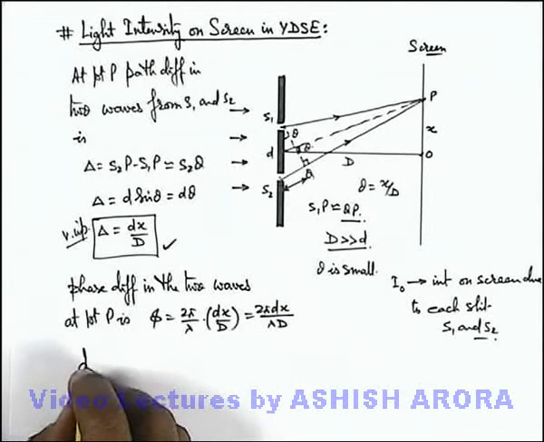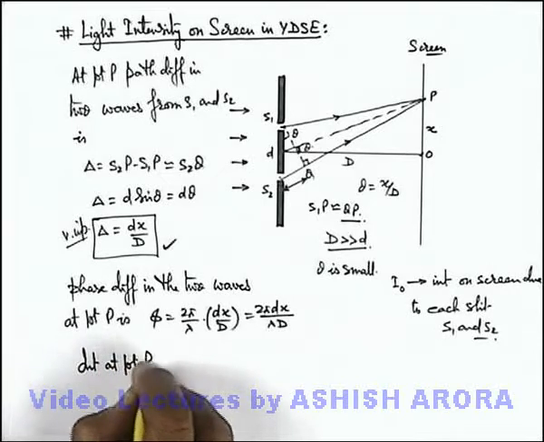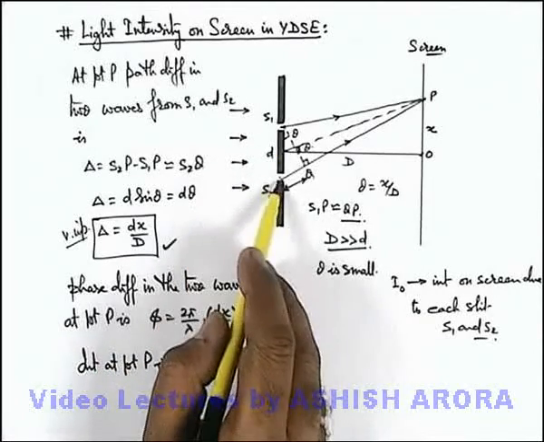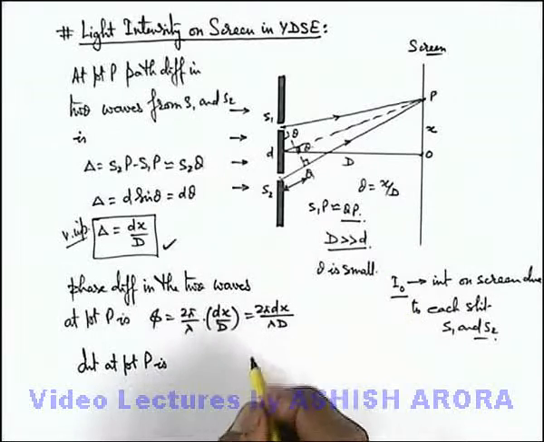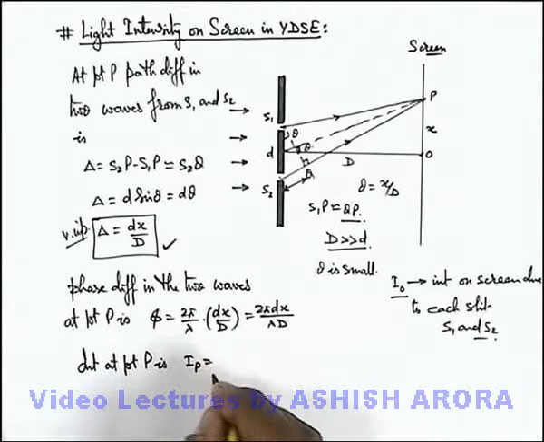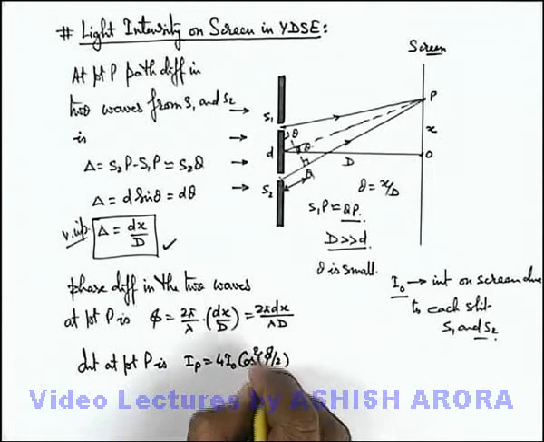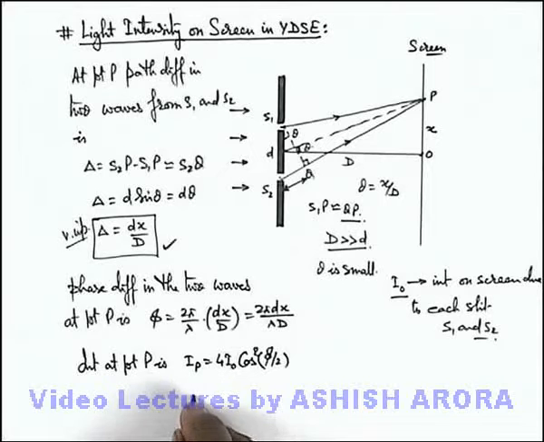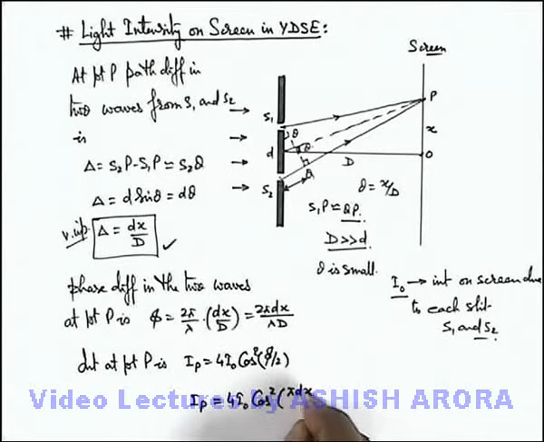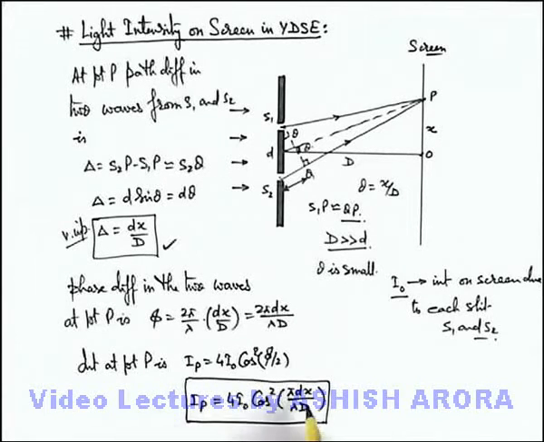And we know the intensity at point P is, as the two sources are producing equal intensities I0 on a screen, then intensity at point P we can write as 4I0 cos square phi by 2. Here if we substitute the value of phi, you can see that intensity at point P is given as 4I0 cos square of pi dx by lambda D. So this is the function of intensity at point P, which is varying with the distance from a screen center.